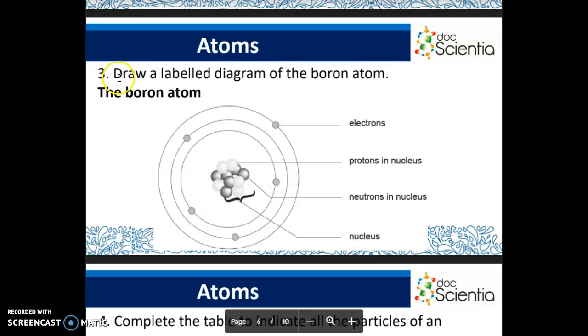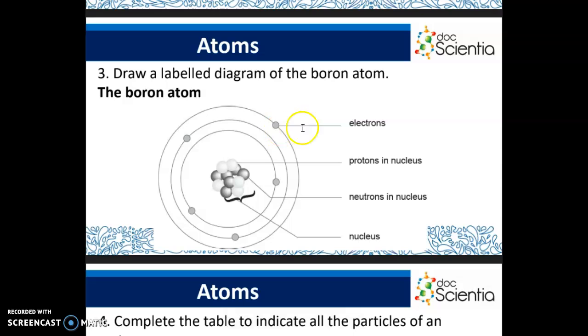Number 3. Draw a labeled diagram of the boron atom. Now this would be best if you have a paper with you to draw. You can pause the video here until you're done. The answer. Remember to always write what it is you are going to draw. This counts a point. And for your drawing, you get another point.